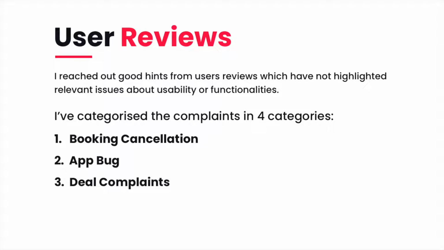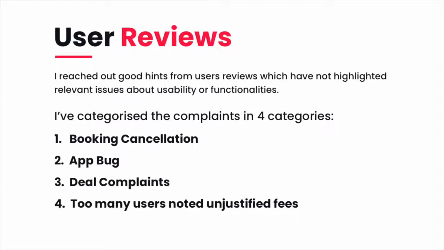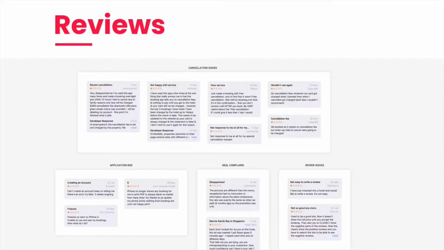Deal complaints. In deal complaints, people have said that after seeing the photos and booking their deals, what they got was completely different. Too many users noted unjustified fees. Mostly this happens when we book something, then the price is something else and when we go to the payment page, some additional taxes are added which they do not show upfront. Then people do not want to pay hidden charges or unjustified fees. People have complained like this. And the most relevant, without any doubt, is the booking cancellation. Reviews. This is the screenshot of some cancellation issues, app bugs, deal complaints and reviews.